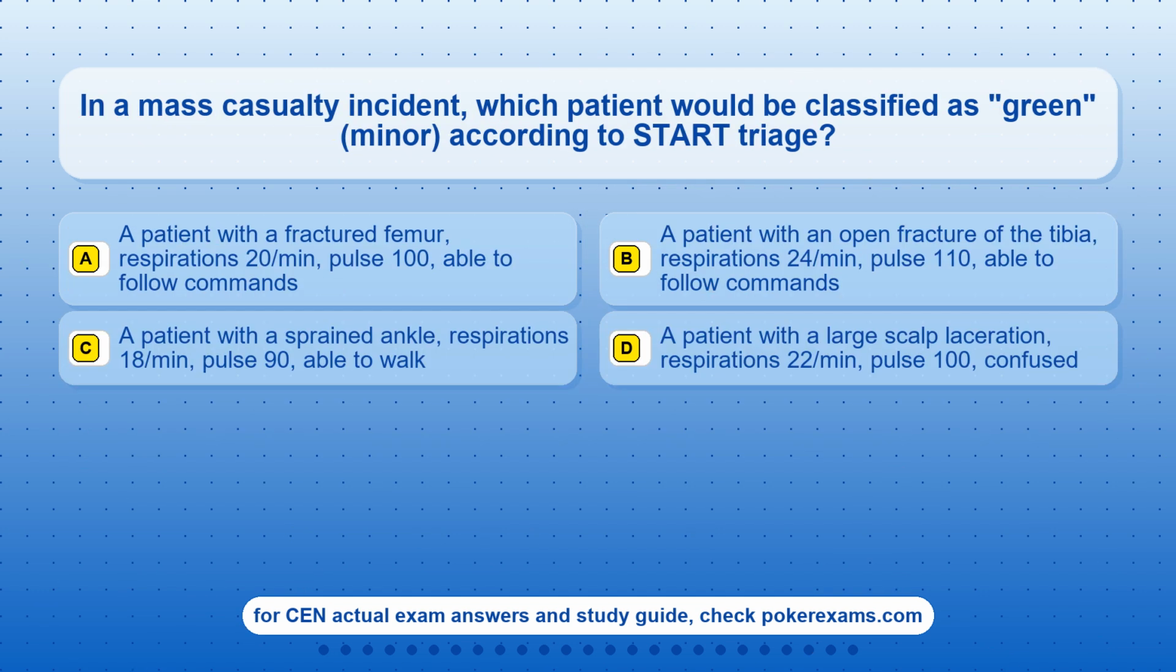Question 16. In a mass casualty incident, which patient would be classified as green, minor, according to START triage? Option A, a patient with a fractured femur, respirations 20 per minute, pulse 100, able to follow commands. Option B, a patient with an open fracture of the tibia, respirations 24 per minute, pulse 110, able to follow commands. Option C, a patient with a sprained ankle, respirations 18 per minute, pulse 90, able to walk. Option D, a patient with a large scalp laceration, respirations 22 per minute, pulse 100, confused.